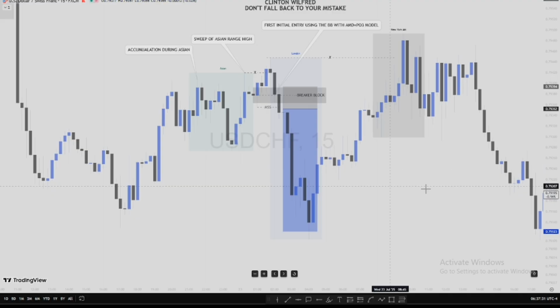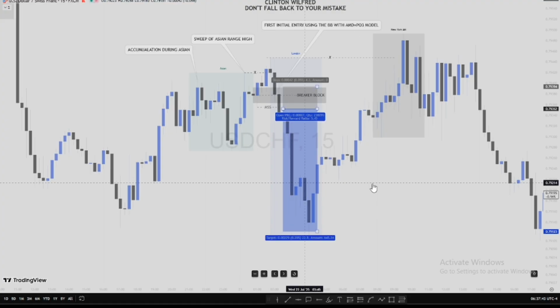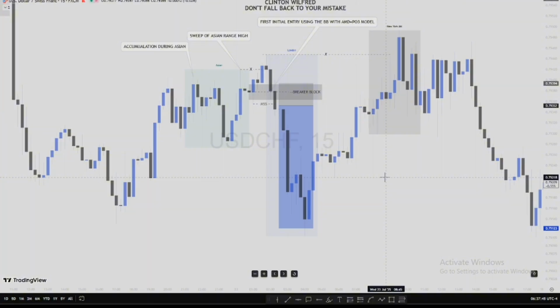You can see our price did not trade back to the up close candle. We just respected the breaker and ran, and it gave us a 5.4 risk reward ratio. So that was it for breaker blocks. You can go to your chart and look for it.